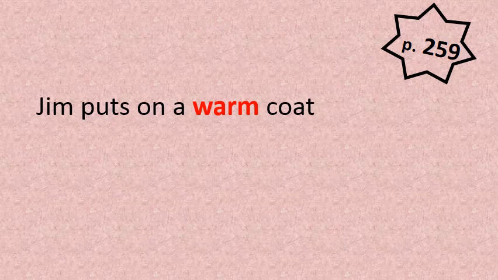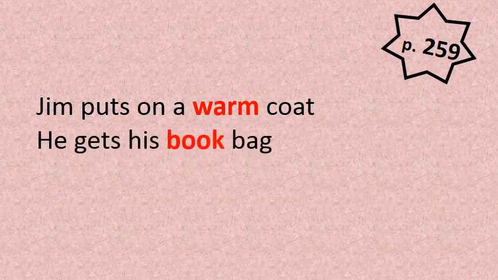So if I say Jim puts on a coat, okay, what do you want to say? No, he puts on a warm coat. So this one, I understand the sentence more and better. The next one, he gets his dash bag. Which bag? The English or the Arabic or the phonics? Which bag? He brings his book bag. His book bag. So it makes the sentence clearer. He gets his book bag. Okay? The third one, Jim walks into the dash shop.